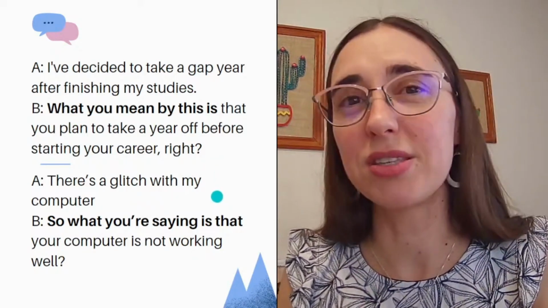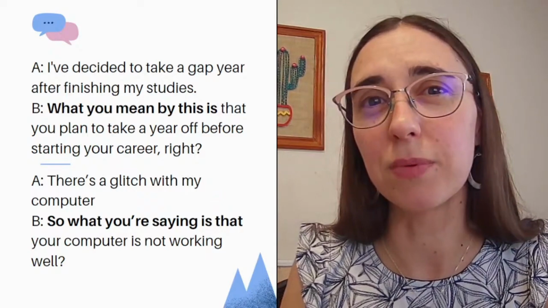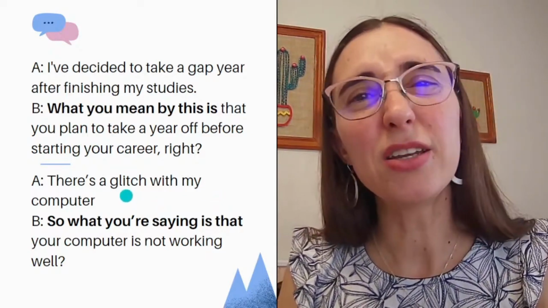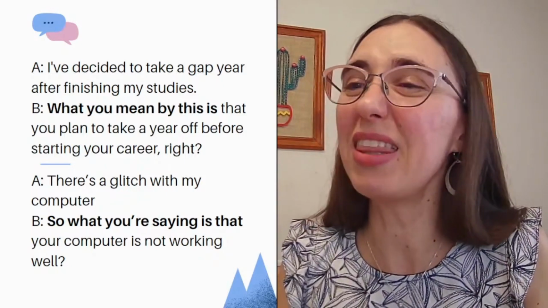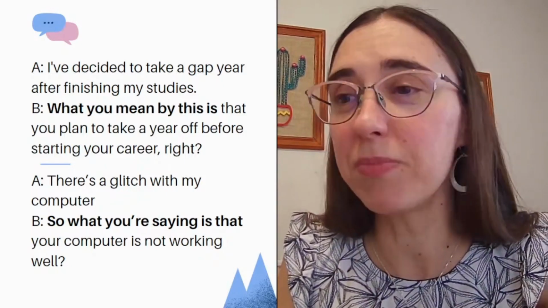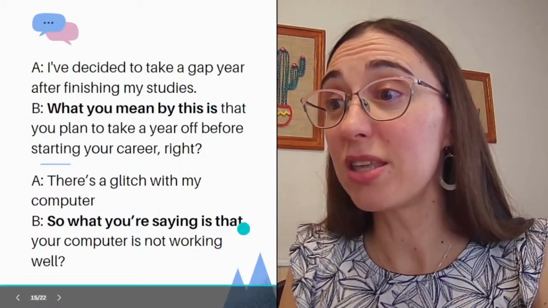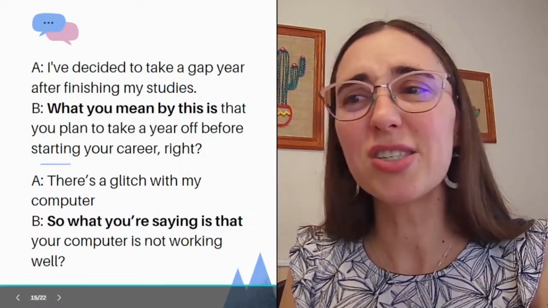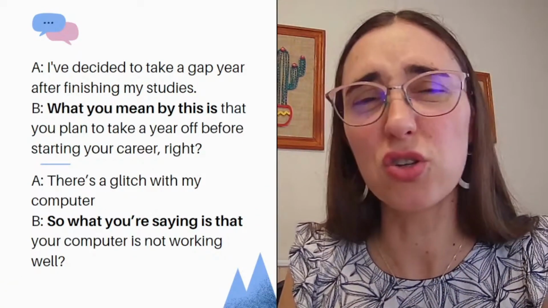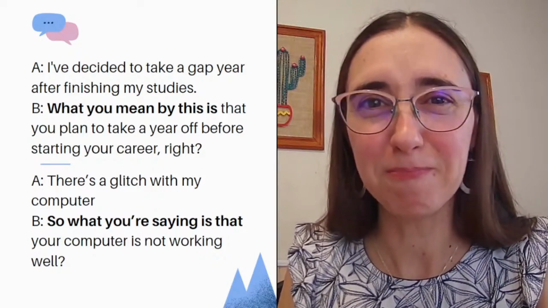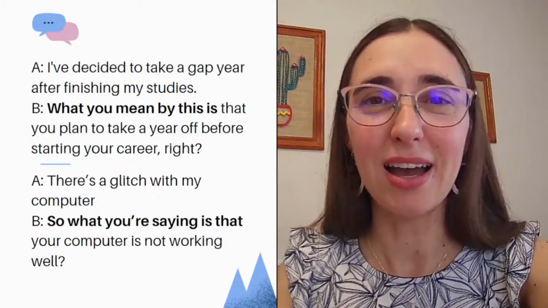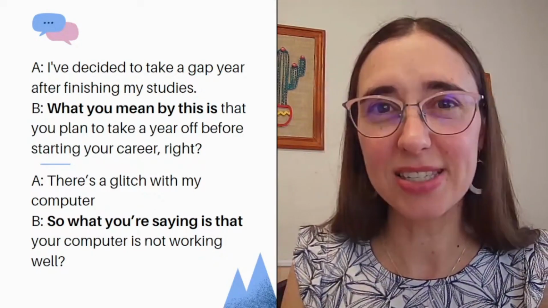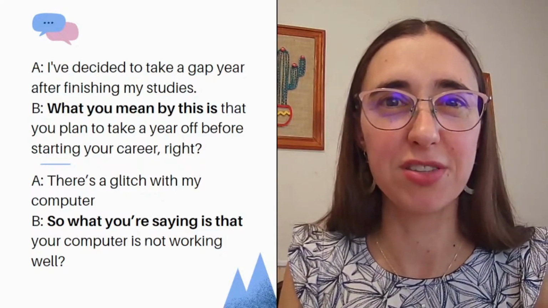Same thing here. Look, I wrote this example: there's a glitch with my computer. If the other person doesn't really know the meaning of glitch, but because of the context, he or she might think that means it's a problem, they might use this other sentence here: so what you're saying is that your computer is not working well? Yeah? So you see how useful these phrases are to, again, be an active listener, being involved in the conversation.